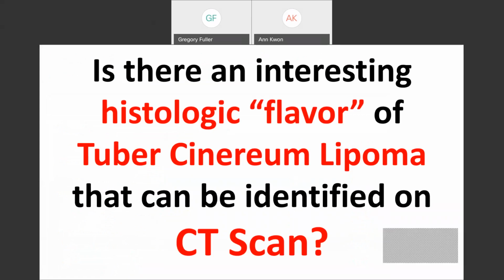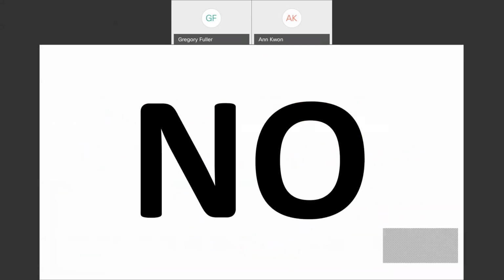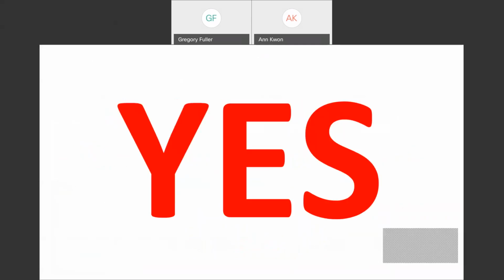All right, here's a question. Is there an interesting histologic flavor, or variant, of tuber cinereum lipoma, specifically, that can be identified on CT scan? That's why I insisted on giving it its name at the beginning, rather than simply saying lipoma. And if so, what is the name of that flavor? So is there one? Does it exist? No. Just kidding. The answer is yes. I have one job and I messed it up.